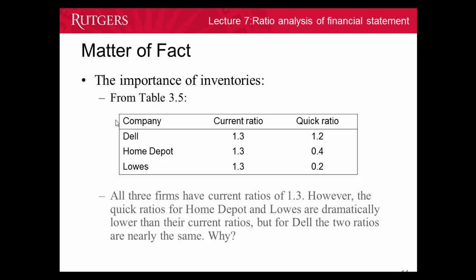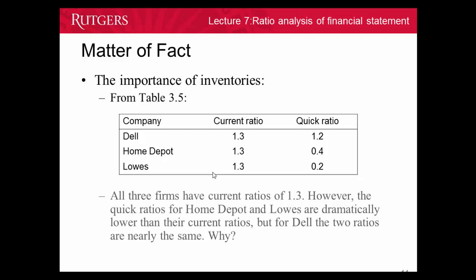Now we use an example to demonstrate the role of inventory. From previous slides, you see the ratios of these three companies: Dell, Home Depot, and Lowe's. You see that they have the same current ratio, but fundamentally different quick ratio. For Dell, its quick ratio is very close to its current ratio, 1.3, while for Home Depot, their quick ratio is much smaller than current ratio.